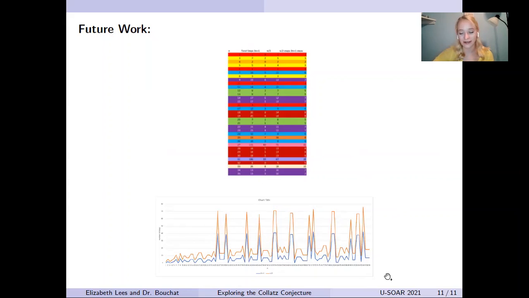And then there's this chart down here that directly relates to this graph. On the bottom, these really teeny tiny numbers are the n numbers, the starting numbers. And on the y-axis is the total number of steps. This blue line is our 3n plus 1 steps, and the orange line is our n over 2 steps. I thought it was really interesting that these are almost exactly the same shape as you go across. So I think that's something also to look at and see what's going on there.